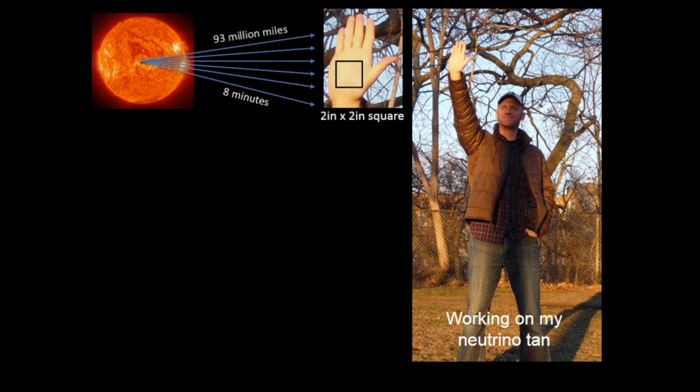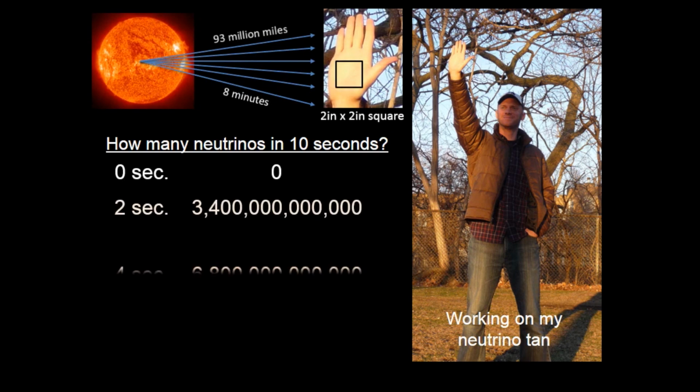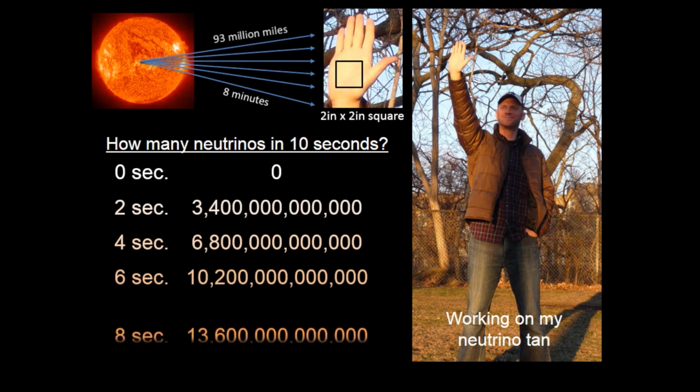Where's west? Yeah, it's over here. Okay, so let's ask how many neutrinos are passing through a 2 by 2 inch square in my hand. So I have this fancy PowerPoint graphic that's going to tell me. So this is counting off every 2 seconds. So every 2 seconds, another 3.4 trillion neutrinos from the sun that were born in the sun 8 minutes ago pass through the palm of my hand.